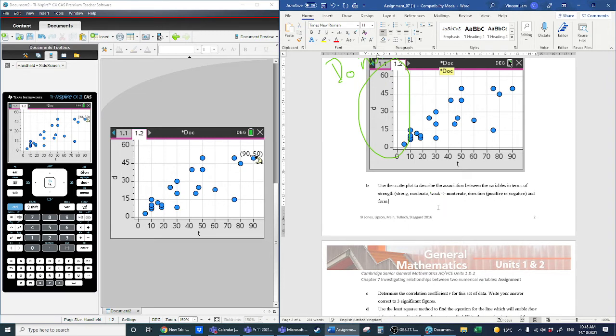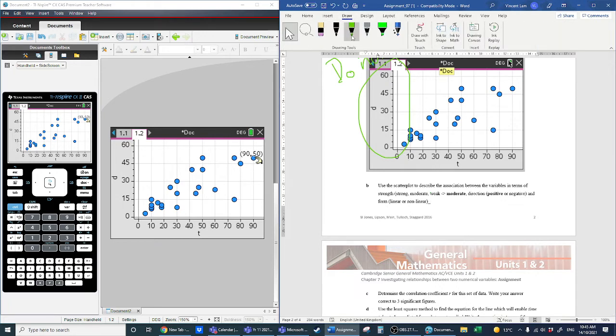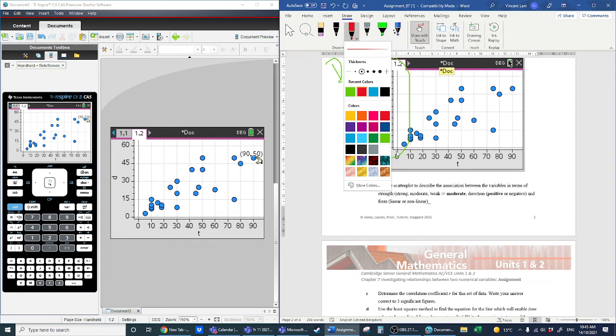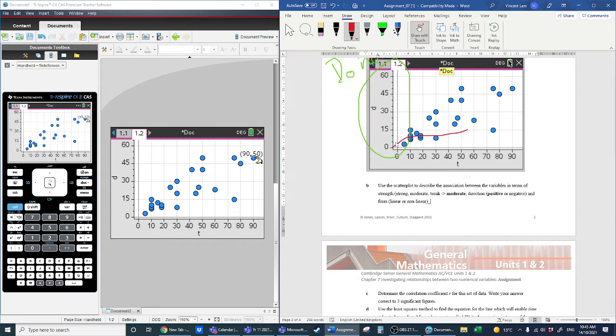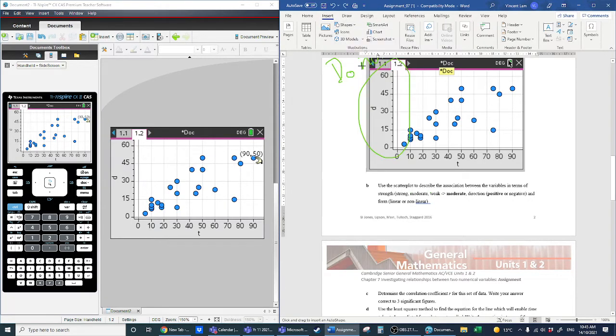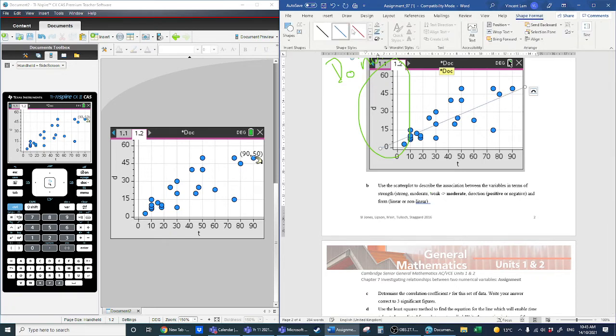And in terms of the form, you've got linear or non-linear. And this one is, I would say, linear. It's pretty straight. It doesn't really curve. If I was to draw a straight line passing through most of it, it will probably be something like that. Okay. I know it kind of drops off here, but it doesn't curve.